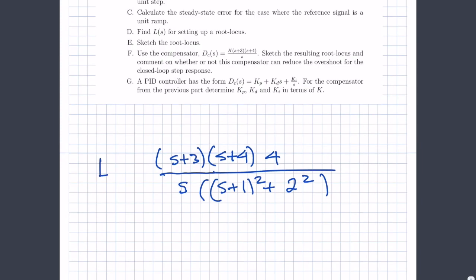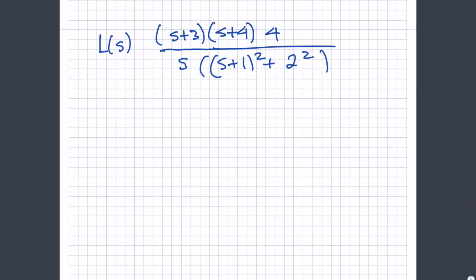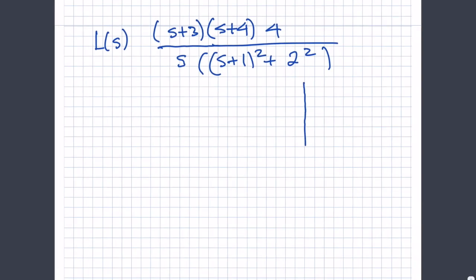Okay, so this is our new L of S, and what I'd like to do is make the root locus for that and look at what could happen and how we could improve our control system.